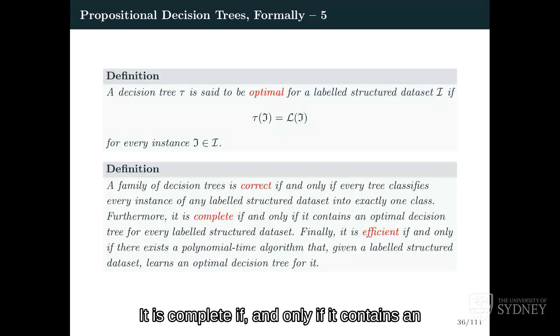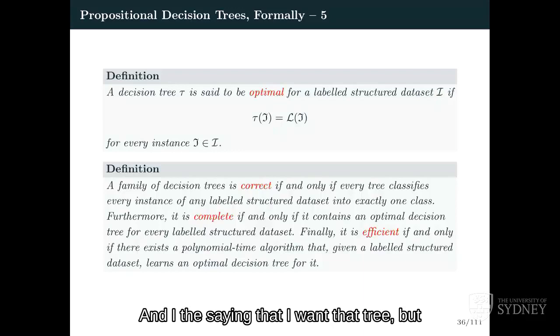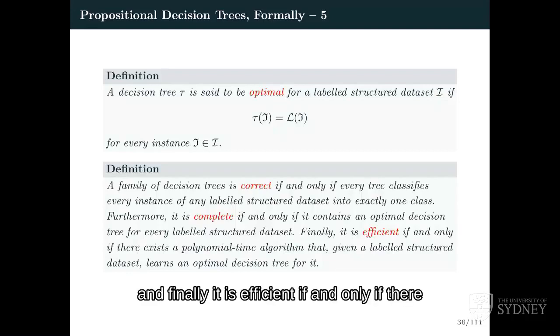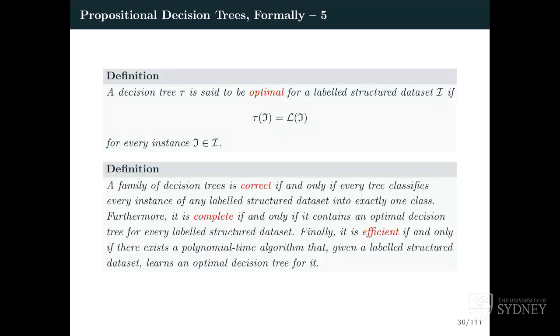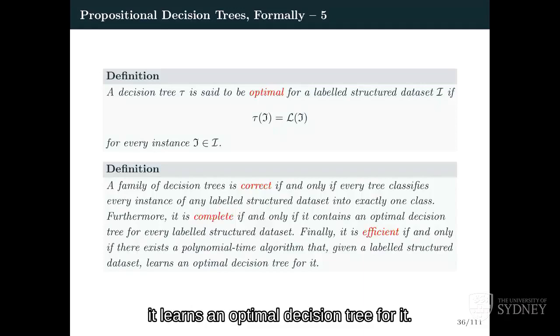It is complete if and only if it contains an optimal decision tree for every labeled structured data set. It's not the same as saying that I want that tree, but it does contain it, so it is able to learn the information. And finally, it is efficient if and only if there exists a polynomial time algorithm that, given a labeled data set, learns an optimal decision tree for it. I don't want an optimal decision tree, but I say it is efficient if I can learn it.